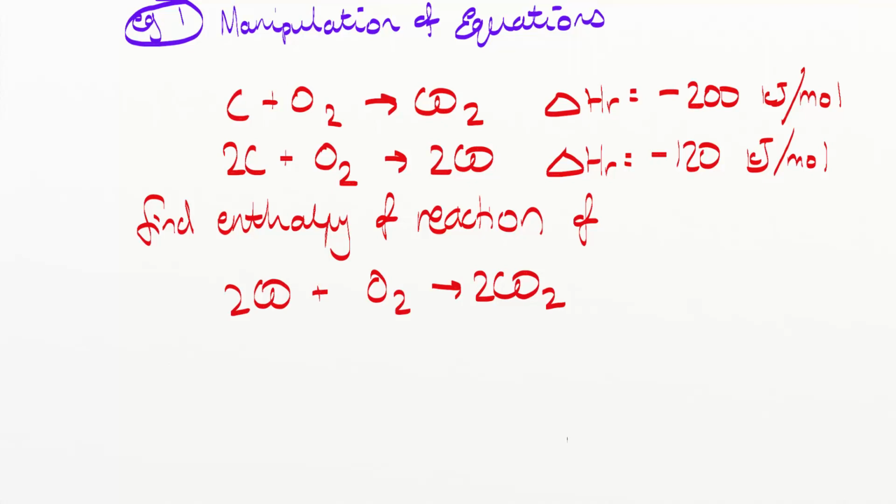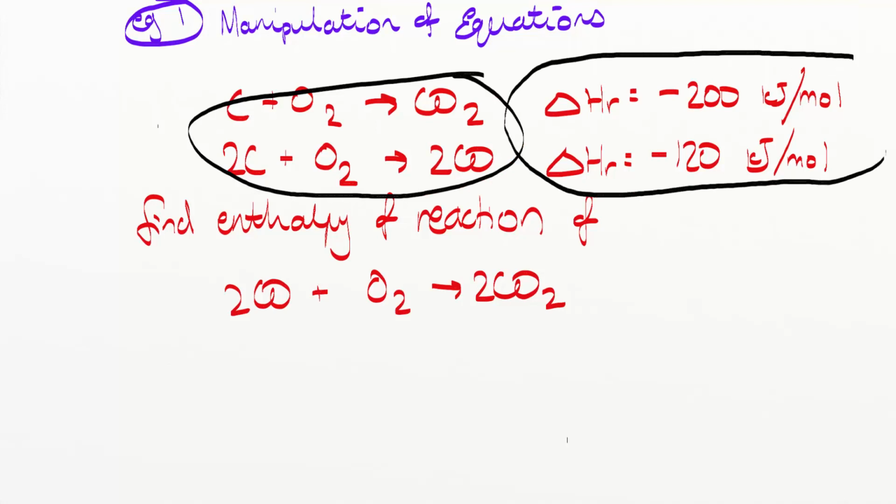So for this section, we'll look at the manipulations of equations and how to answer these kinds of questions. With these ones, the type of question you'll get will give you two equations, as you can see here, and these equations will come complete with their delta HR values. You'll be expected to manipulate these equations in order to find the delta HR value of these. So how does this work?